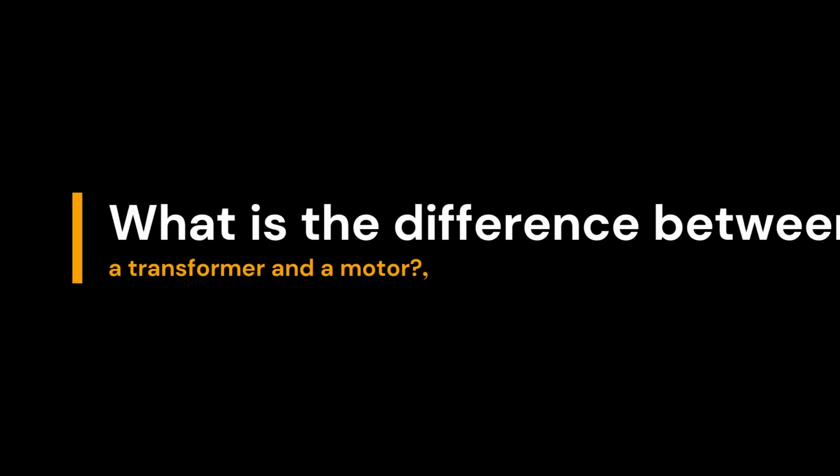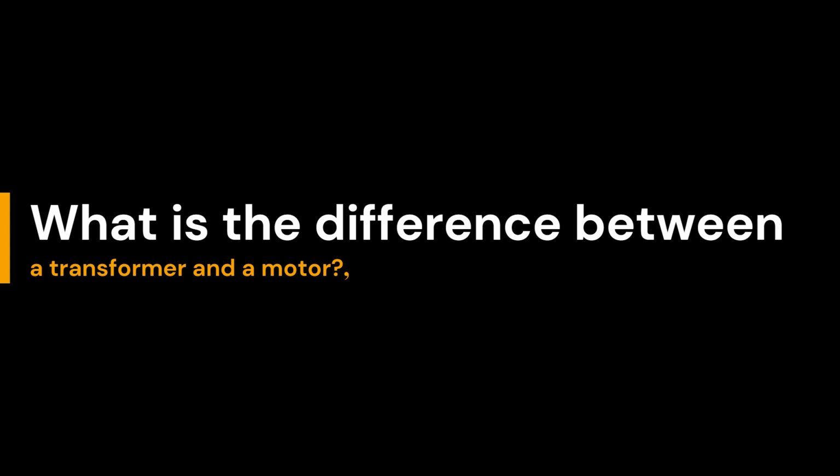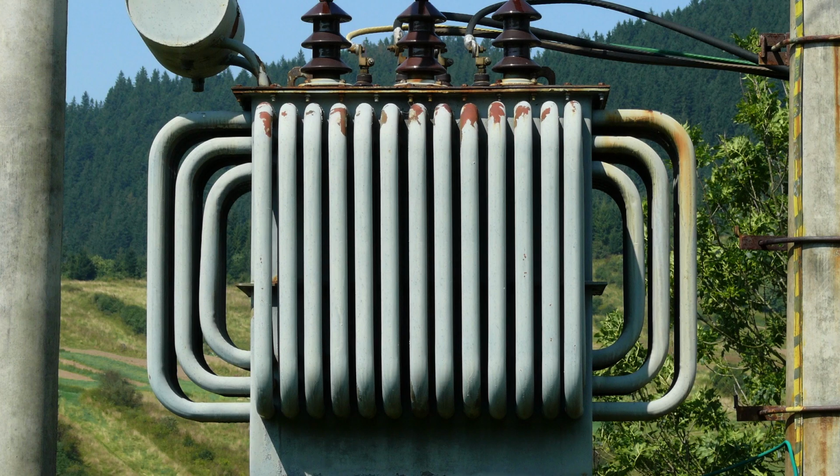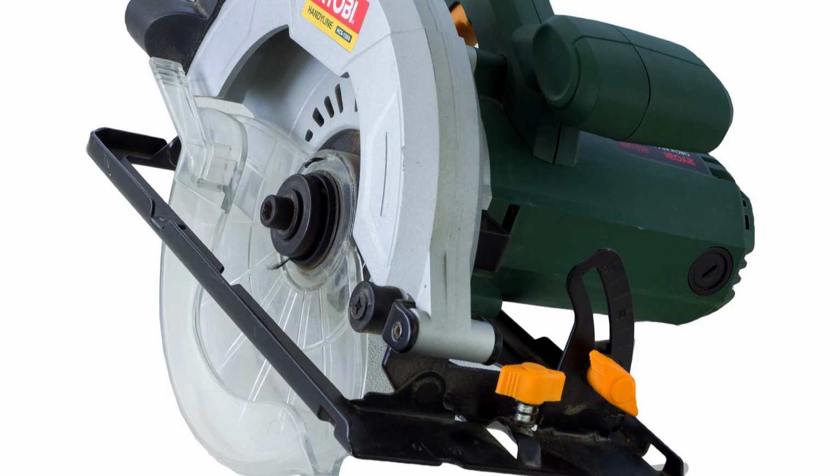What is the difference between a transformer and a motor? A transformer is a passive device used to transfer electrical energy from one circuit to another, while a motor is an active device that converts electrical energy into mechanical energy.